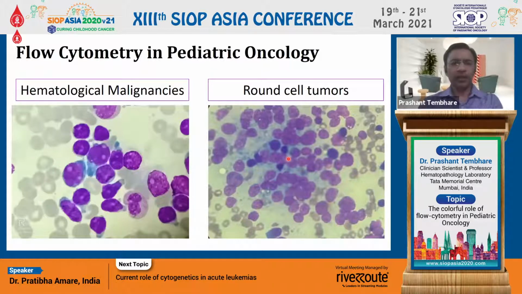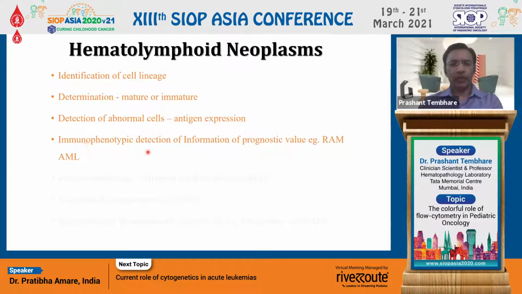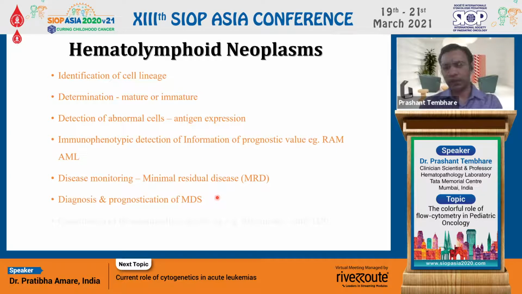Where do we use it? We use it for identification of the different cells. We use it to determine mature versus immature cells, abnormal antigen expression, and to identify the immunophenotypic signature for poor prognostic malignancy. Then, of course, most importantly, minimal residual disease monitoring, diagnosis and prognostication of myelodysplastic syndrome as well as MPN like JMML, and quantitation of therapeutically targeted antigens like CD20 or CD90. These are the different applications used in hematolymphoid neoplasm.